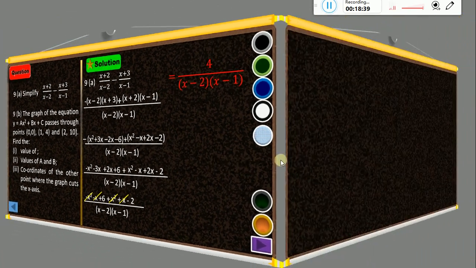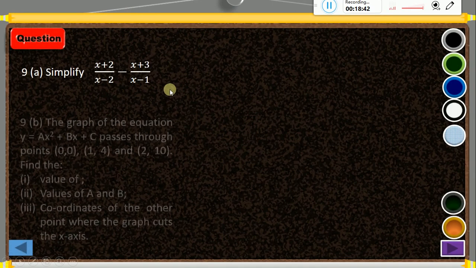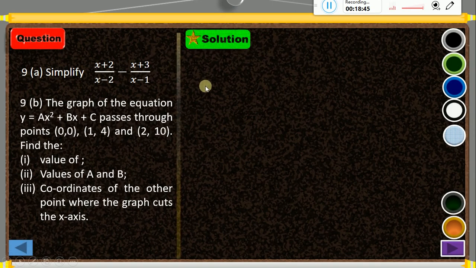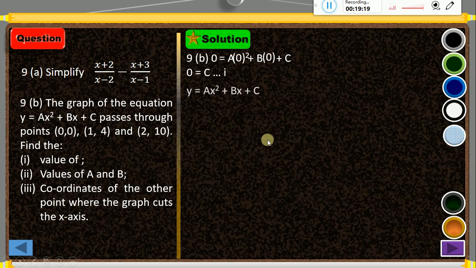Then number 9B, we have that, and we're going to bring out this equation to be able to solve that. So now we write the equation, we have that. Then we're going to make substitution. The first one 0, 0, we're going to replace x with 0 and y with 0. So now that gives us replacing y with 0, x with 0, and then x with 0. And then we're going to have c is equal to 0. So I've gotten the first one, c.